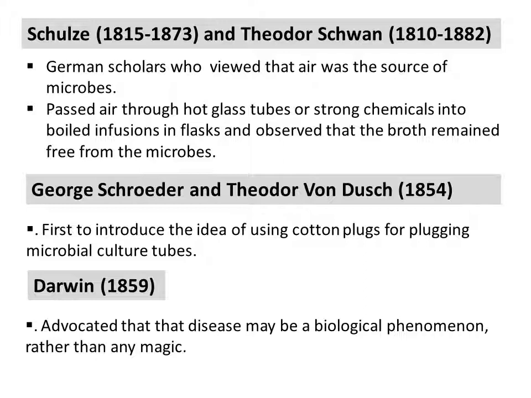So we had Schultz and Schwann, who were German scholars, and they were also in support of Spallanzani. They took this view seriously, that it is the air that is the source of microbial growth, and so they passed the air coming to the broth through strong chemicals, acids, or heat, and then they observed that their broth remained free of microbes, and proper sterilization could actually help control microbial growth. Similarly, Schroeder and Von Dusch were the first to introduce the idea of cotton plugs. That was the main thing that could stop the outside air from coming in contact with the broth.